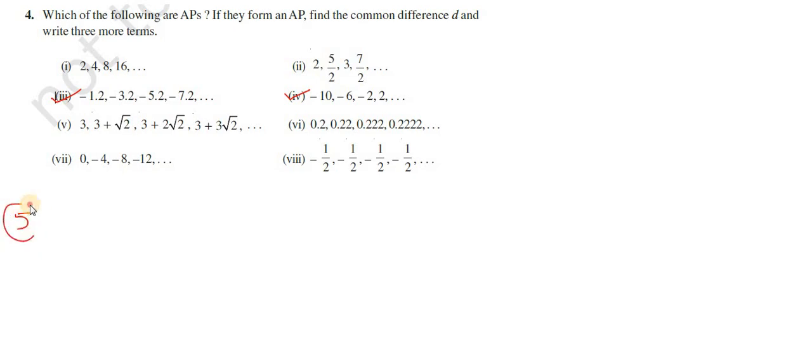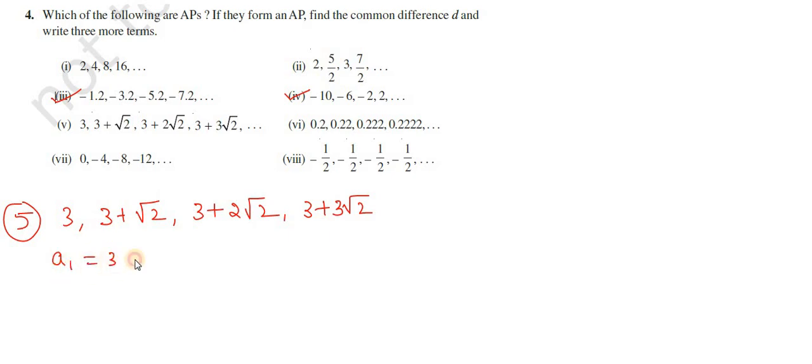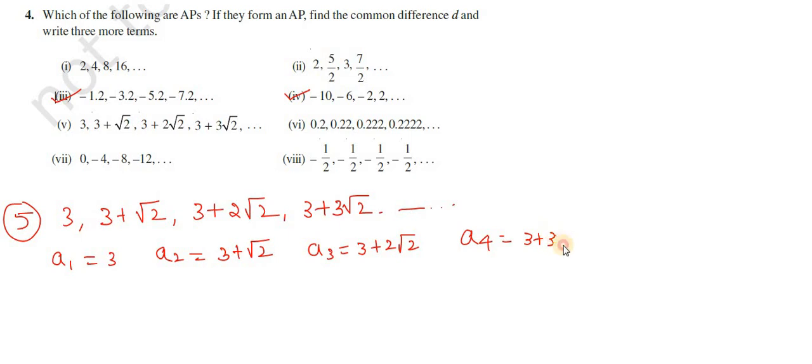For the fifth one, the first term is 3 plus root 2, then 3 plus 2 root 2, then 3 plus 3 root 2. It is simple. First write out what A1, A2 and all those are. A1 is 3, A2 is equal to 3 plus root 2, A3 is equal to 3 plus 2 root 2, and A4 is equal to 3 plus 3 root 2.